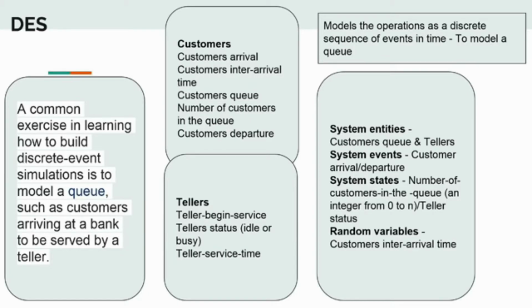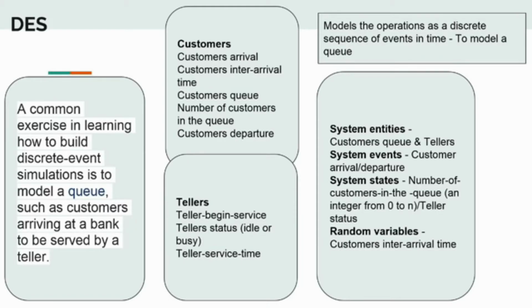How do you go about translating the information that you have into simulation modeling? You need to understand what the entities are and what the events are, because it is an event-based simulation. In this case, the entities are the customer queue and the tellers. System events: customer arrival and departure. The present state of the system: number of customers in the queue, an integer from 0 to n. Teller status, and then random variables.